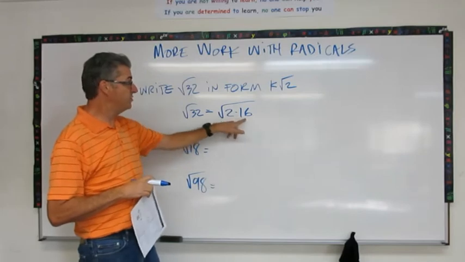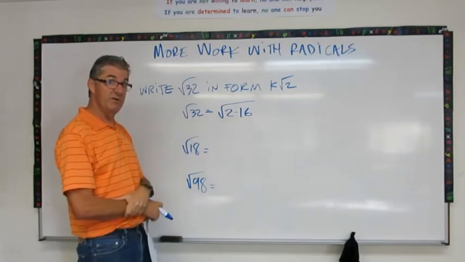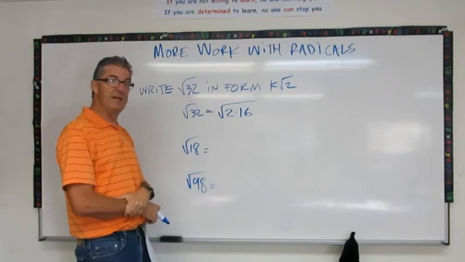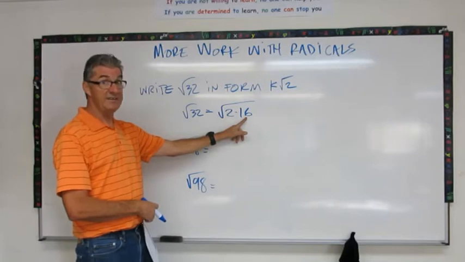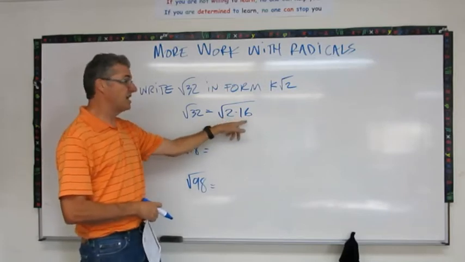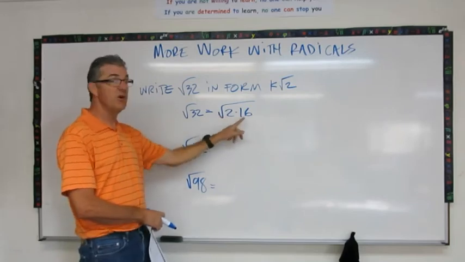Now, I picked 2 times 16 for a reason. Tell me, pause the video, see if you can figure that out. If you decided that it's because 16 is a perfect square, you're right. I could factor this into 4 times 8, but that doesn't give me any perfect, well, it gives me a perfect square, but I'm going to go this route.